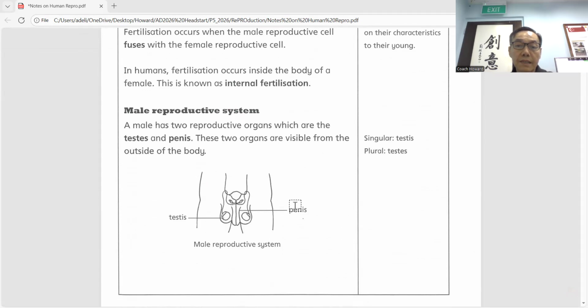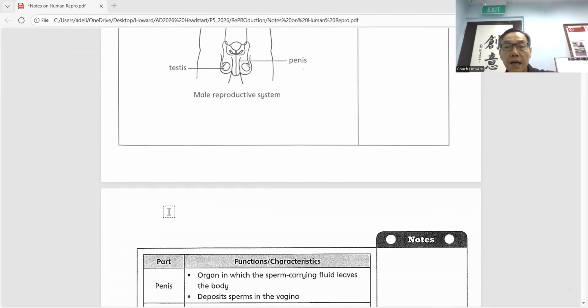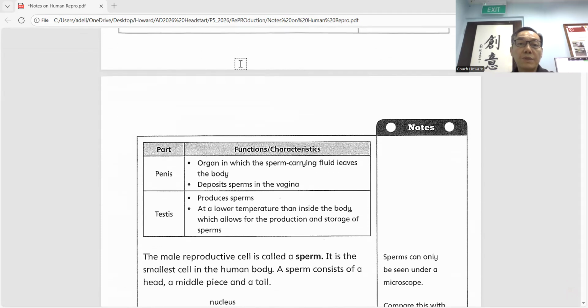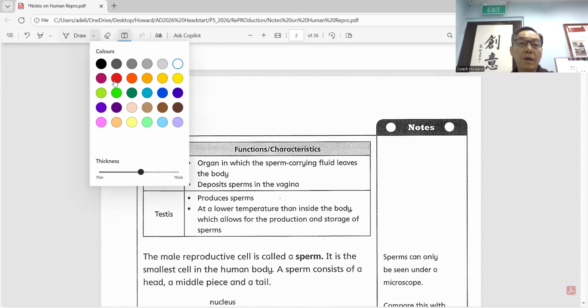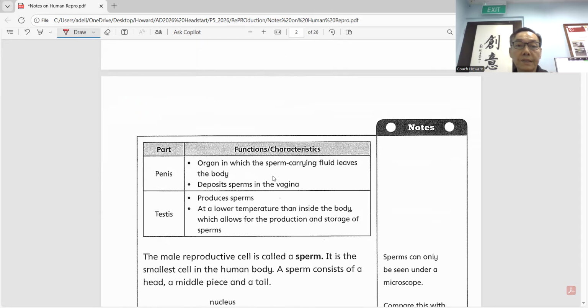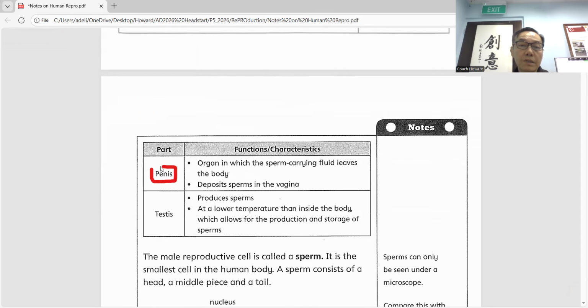On the right is stated here, penis. On the left is testes. So if we turn to the next page, these are the functions which you need to remember. Normally, they will ask you to state either in multiple choice questions, you choose options 1, 2, 3, 4, or in the open-ended. So, like for this part, what is the function?